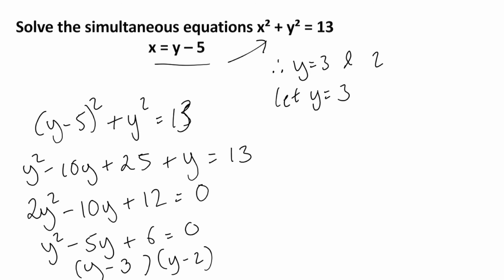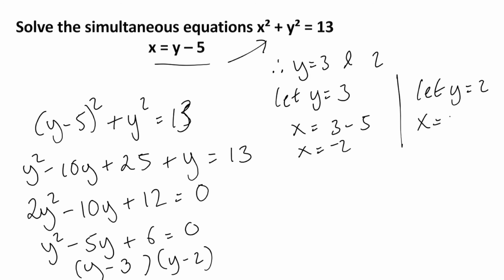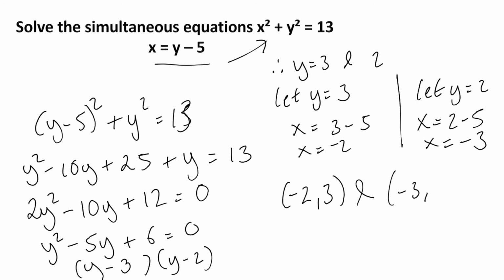To find the value of x, let y equal 3. We can find the value of x by substituting 3 into this equation. So x is equal to 3 minus 5. x is equal to minus 2. And on this side, we're going to let y equal 2. Substitute in that equation. So 2 minus 5, x is equal to minus 3. So what we have is minus 2 and 3, and minus 3 and 2. So these are our final answer.